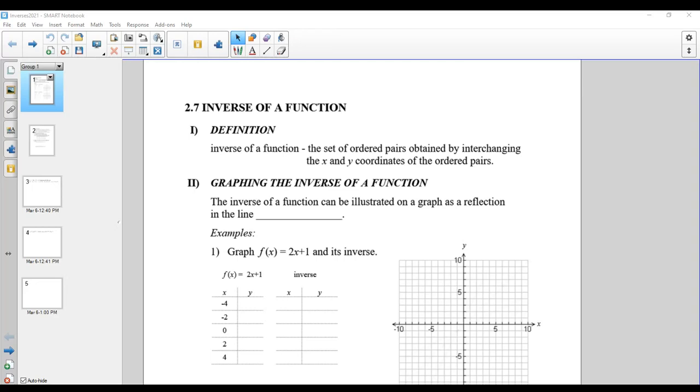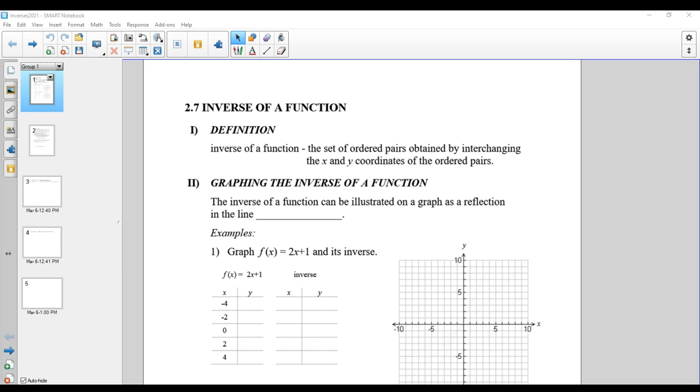We've done all the transformations. We started off with looking at the translations, so vertical, horizontal, left, right, up, down. We've done the reflections, and the only reflections that we've done is across the x and y axis. Can you reflect in other axes? In fact, we're going to find out today that you can reflect in another axis. Another axis of reflection we're going to talk about today.